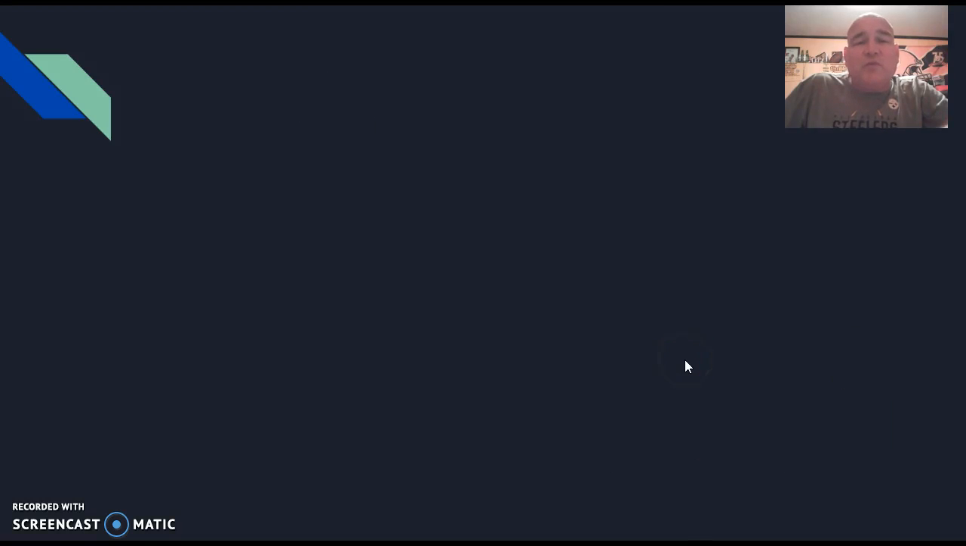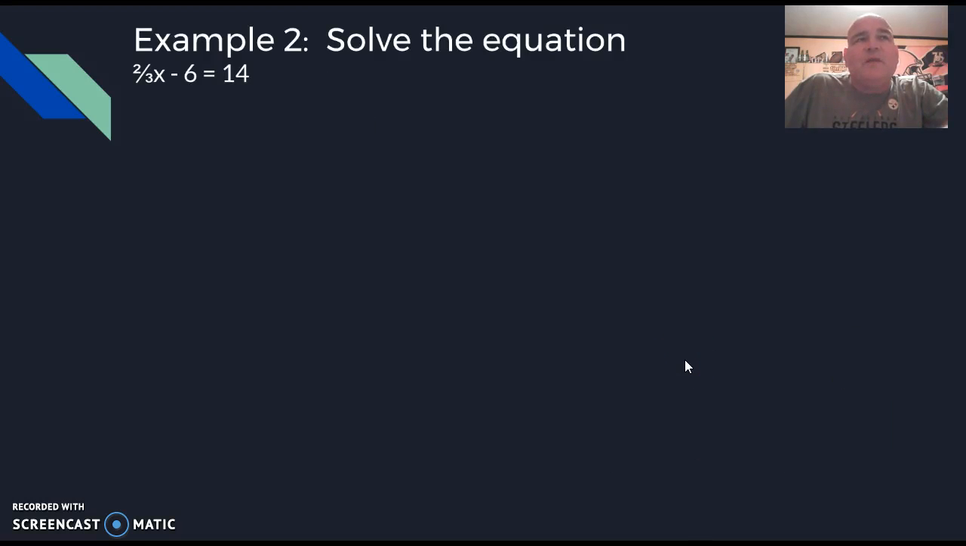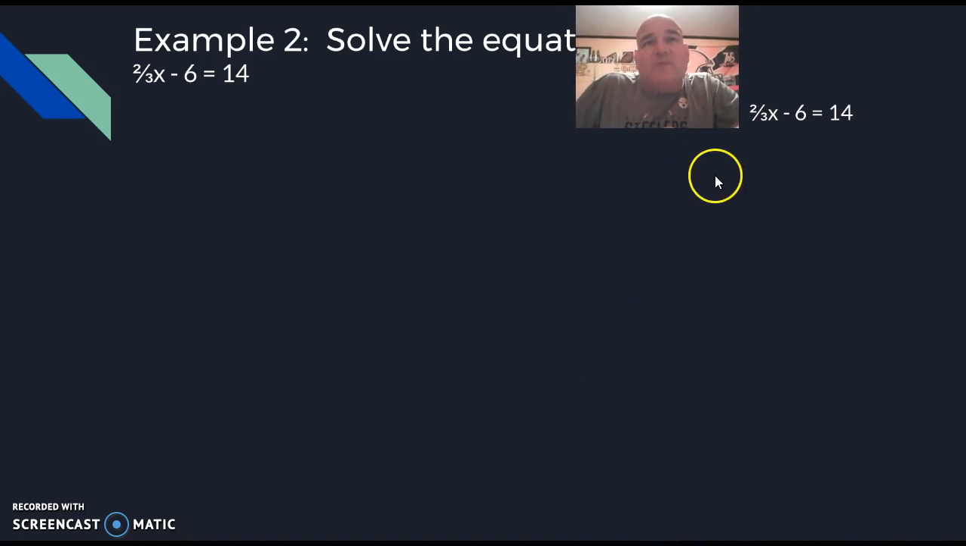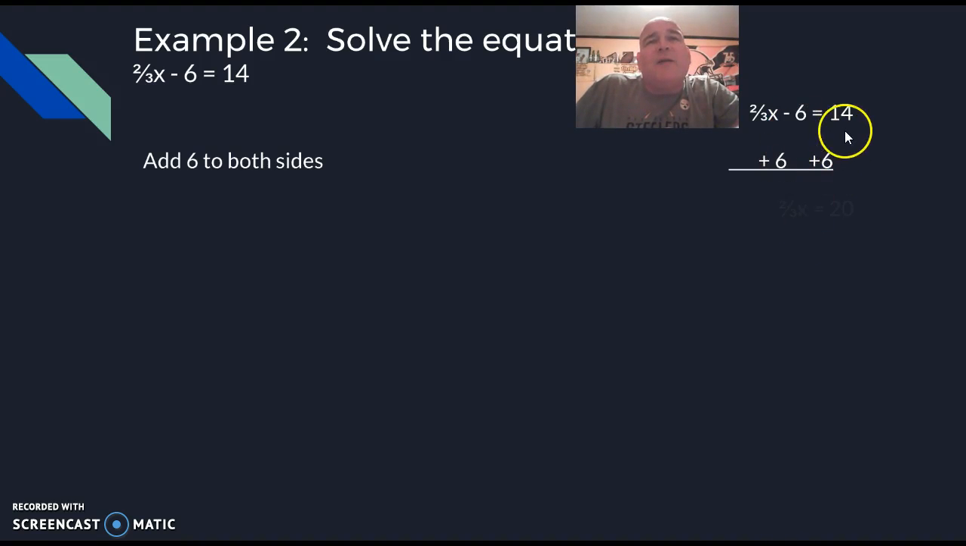Take a look at example 2. Solve the equation 2/3 x minus 6 equals 14. So the first thing we're going to do is write down the equation. As we mentioned, even though you're doing this on Chromebooks, you still need to write down your problems. So here, looking for subtractions first, they subtracted 6, so we add 6 to both sides. Remember, it's both sides of the equal sign. Minus 6 plus 6 will cancel themselves out. 14 plus 6 gives us 20.